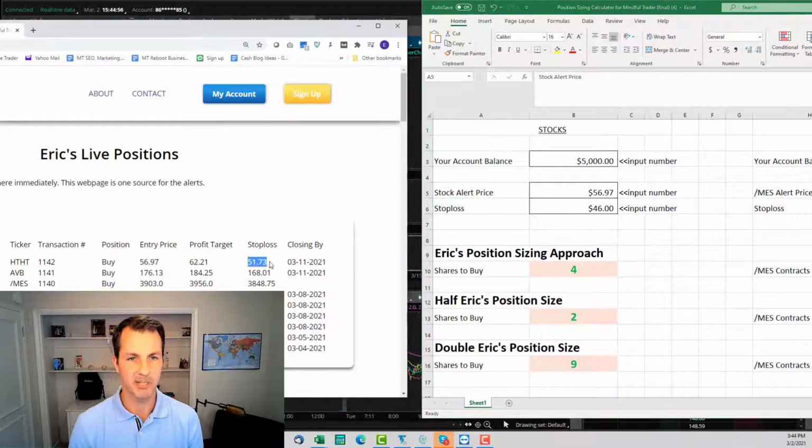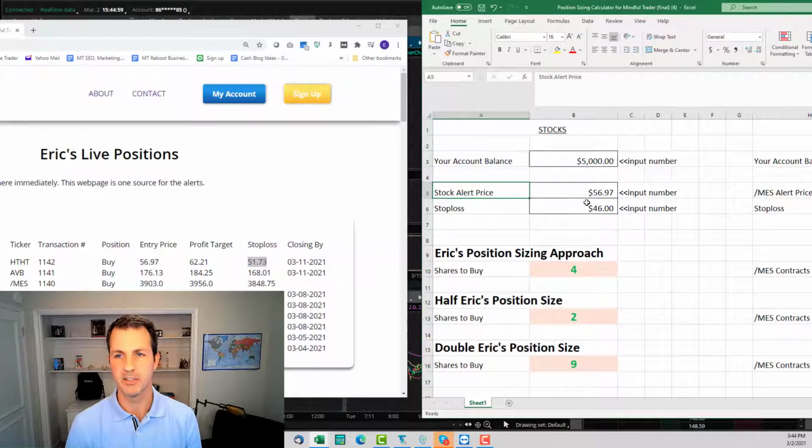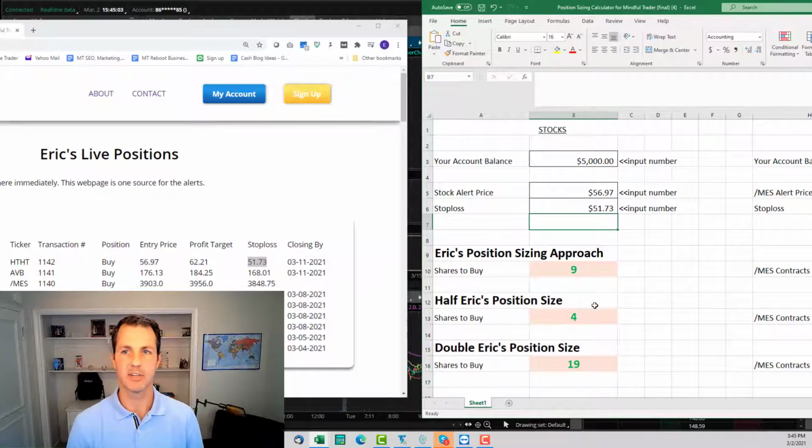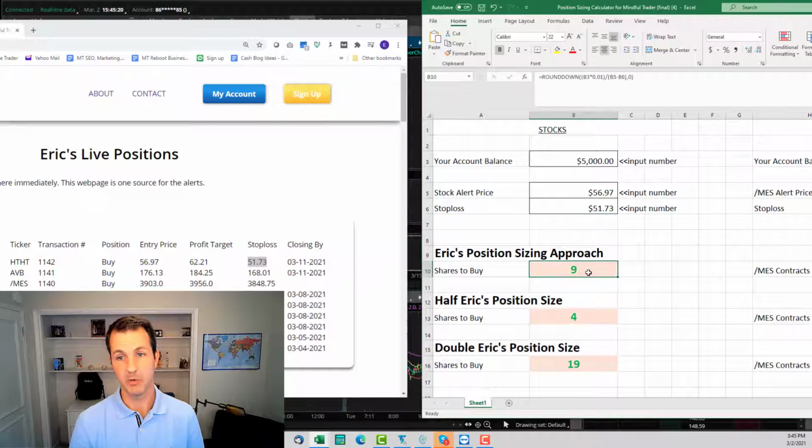And then the stop loss amount is right here, 51.73. Let's punch it in. And you can see as I punch it in, it's automatically calculating these amounts. So if I had a $5,000 account balance and I saw this stock pick right here, HTHT, and I decided, you know what, I like this one. I want to make this trade myself. I'm going to do the same thing Eric's doing on his position size, and I'm going to do that on my side for my account size. You would buy 9 shares.